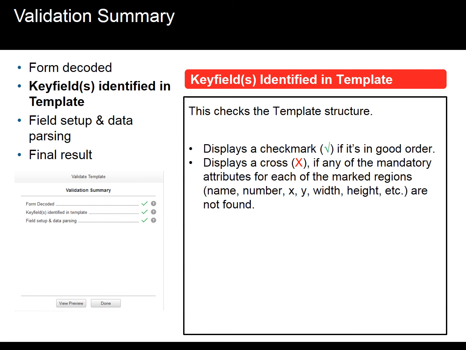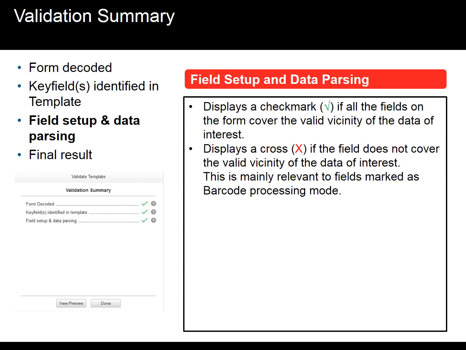Key fields identified in template checks the template structure. It displays a check mark if it's in good order, or it displays a cross or X if any of the mandatory attributes for each of the marked regions, such as name, number, X, Y, width, height, etc., are not found.